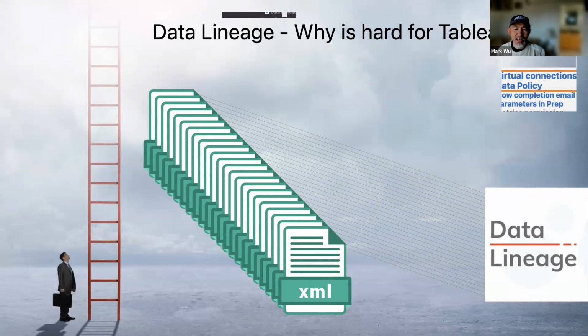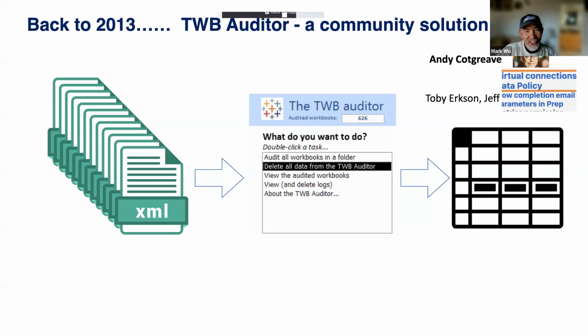Imagine a few hundred or thousands of XMLs, trying to understand what table and what column each connects to. It becomes very hard. Back in 2013, I believe it's Andy, the first one, who came up with TWB Auditing. It tried to figure this out by one-time loading and parsing all the XMLs into a small database so we can make sense of them. Later on, Toby, thank you, and Jeff further enhanced it. This TWB Auditor became like 2.0, 3.0. It helped quite a lot of audience.